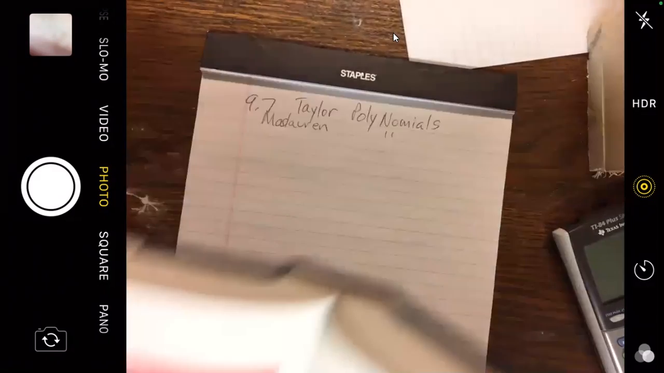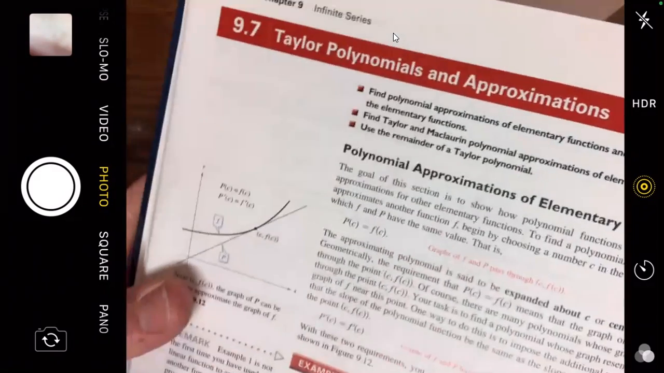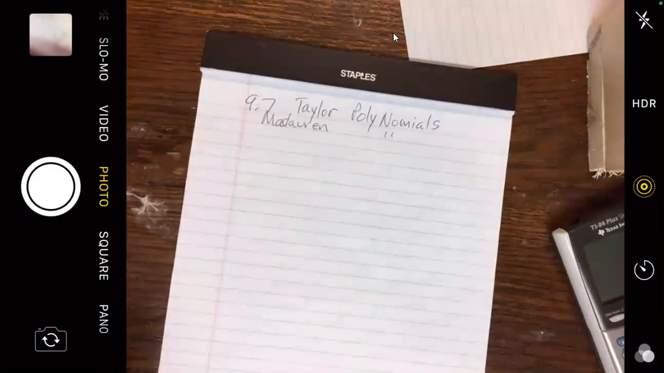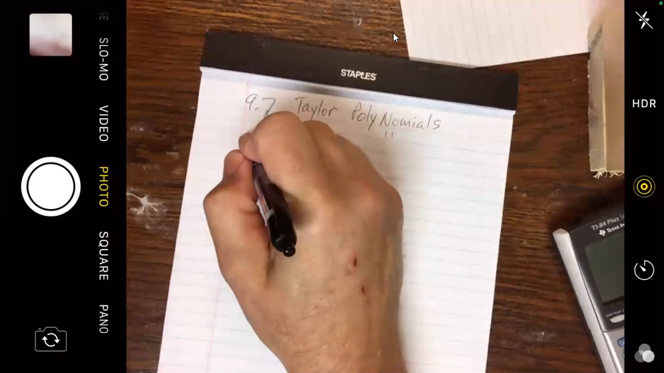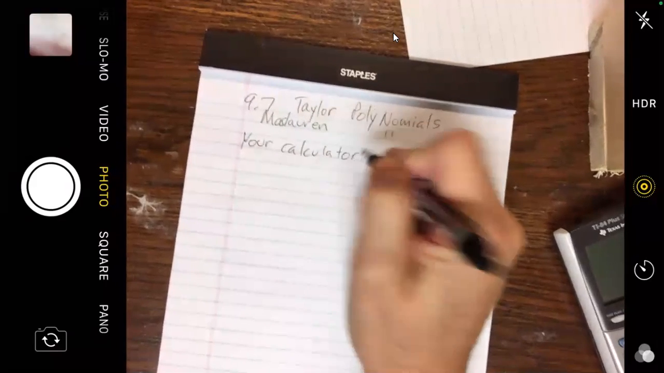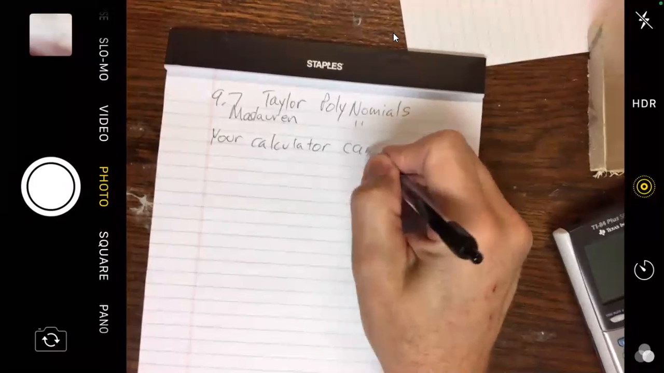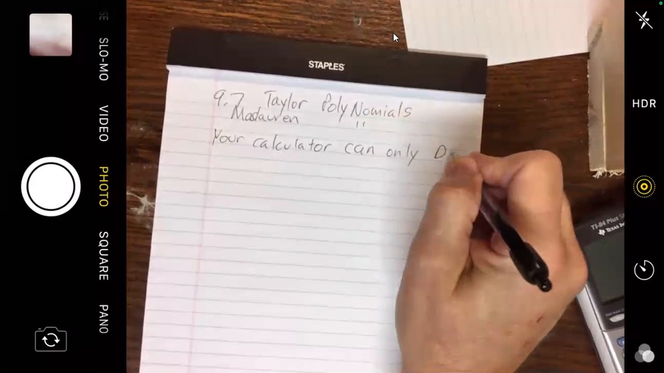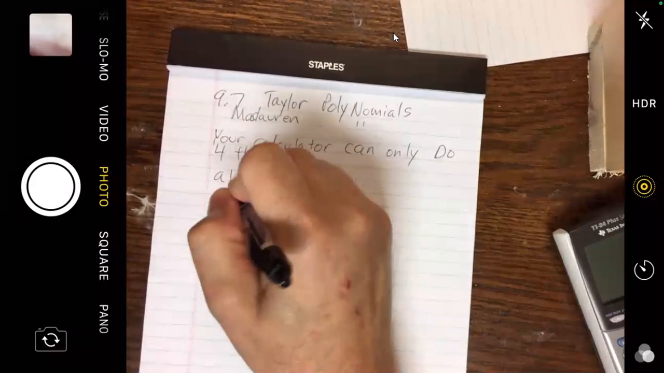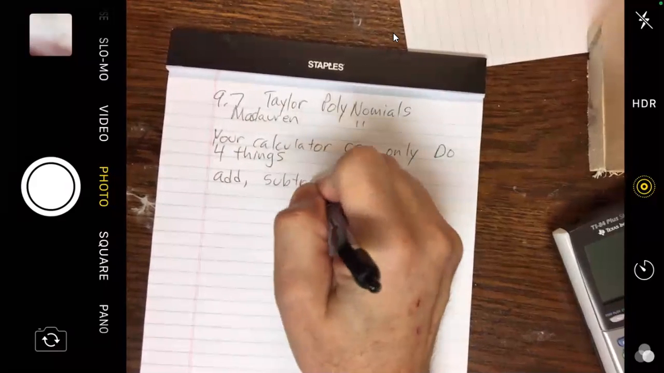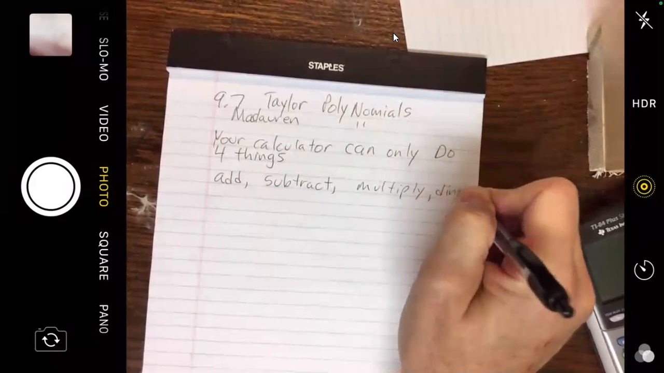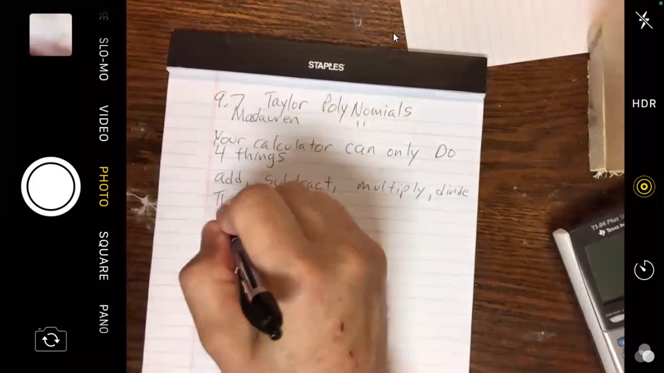They're just calling it Taylor polynomials and approximations. All right. The idea kind of works off your calculator. Your calculator can only do 4 things. Add, subtract, multiply, and divide. That's it.